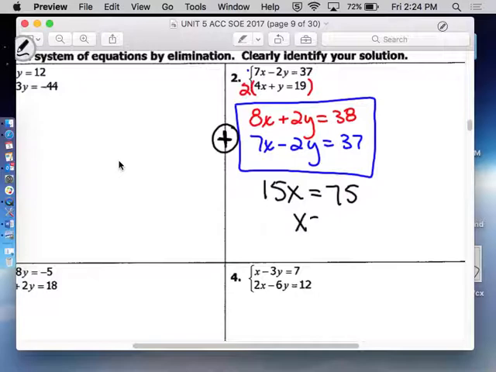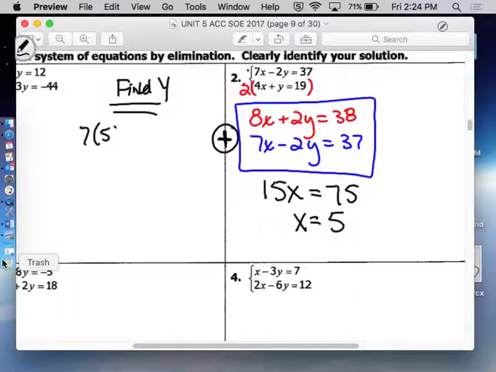When I divide both sides by 15, I discover that x is 5. And now to find y, you can go back to either original equation and let x become 5. Let x take on the value of 5 in either original equation. And so here I will do the first equation. So 7, let x become 5. And then I end up with negative 2y equaling positive 2. So y is negative 1.